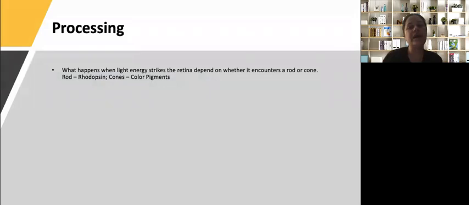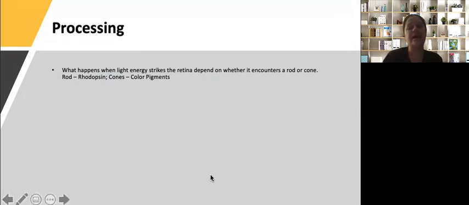Now, the retina contains about 100 million rods and 7 million cones. So there are more rods than cones. And depending on whether the incoming light encounters a rod or cone determines what then will happen with that light energy. So, whichever it comes in contact with, something's going to happen to that light, depending on whether it comes in contact with a rod or with a cone.